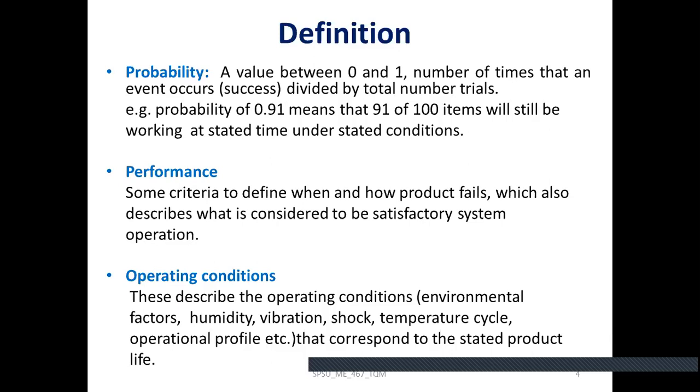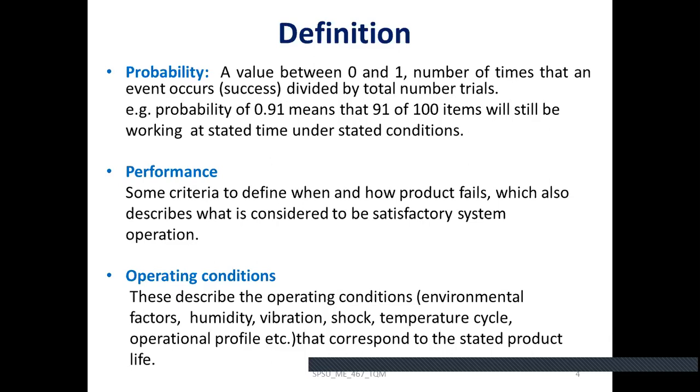The second definition is performance. These are criteria that define when a product fails, which also describe what is considered to be satisfactory system operation. The third definition is operating conditions. This describes the operating conditions, that is the environmental factors: humidity, vibrations, shock, temperature cycle, operational profile, etc., corresponding to the stated product life.